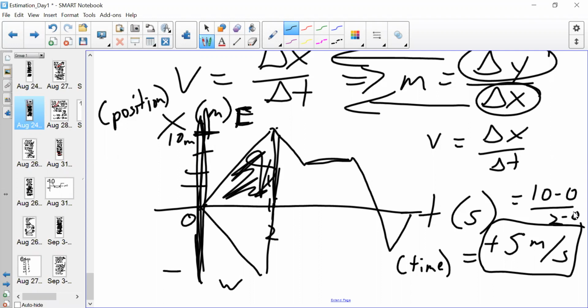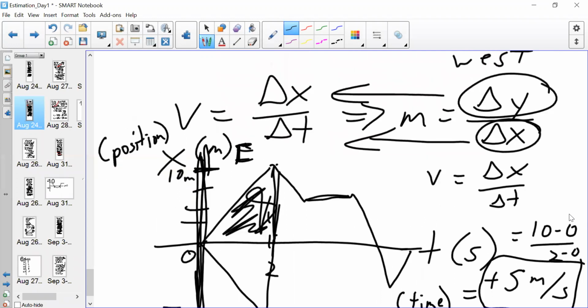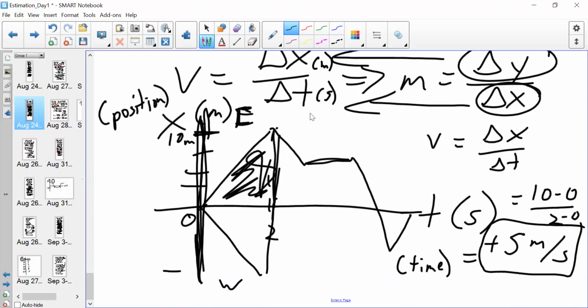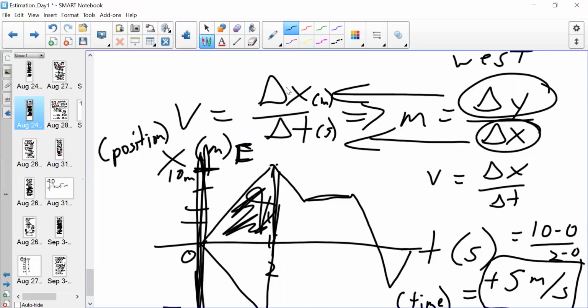And just to show you again that the units of velocity are meters per second, this is in meters, this is in seconds. Meters divided by seconds. Okay. So that is another way to look at velocity, look at it graphically, interpret data, do it mathematically. And we'll see now how to even get to this graph.